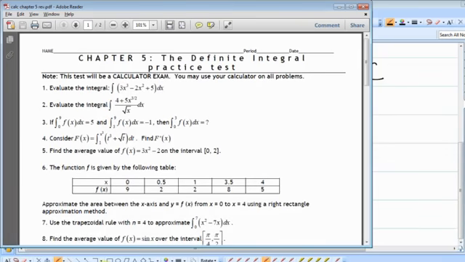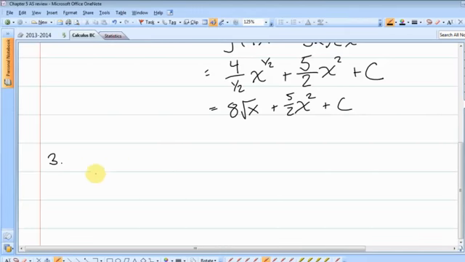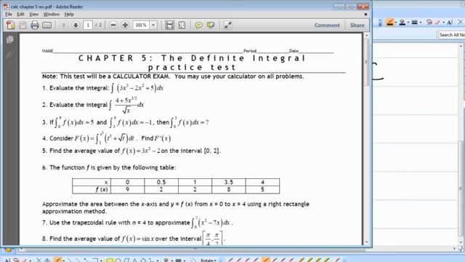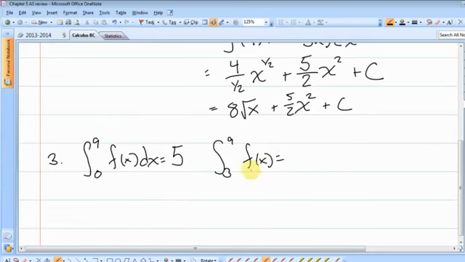Let's see, what is 3? 0 to 9 is 5. And the next one is 3 to 9. I don't remember how much that was. That was negative 1. I'll be right back. And the question is, what is the value of the integral from 0 to 3 of f of x dx?